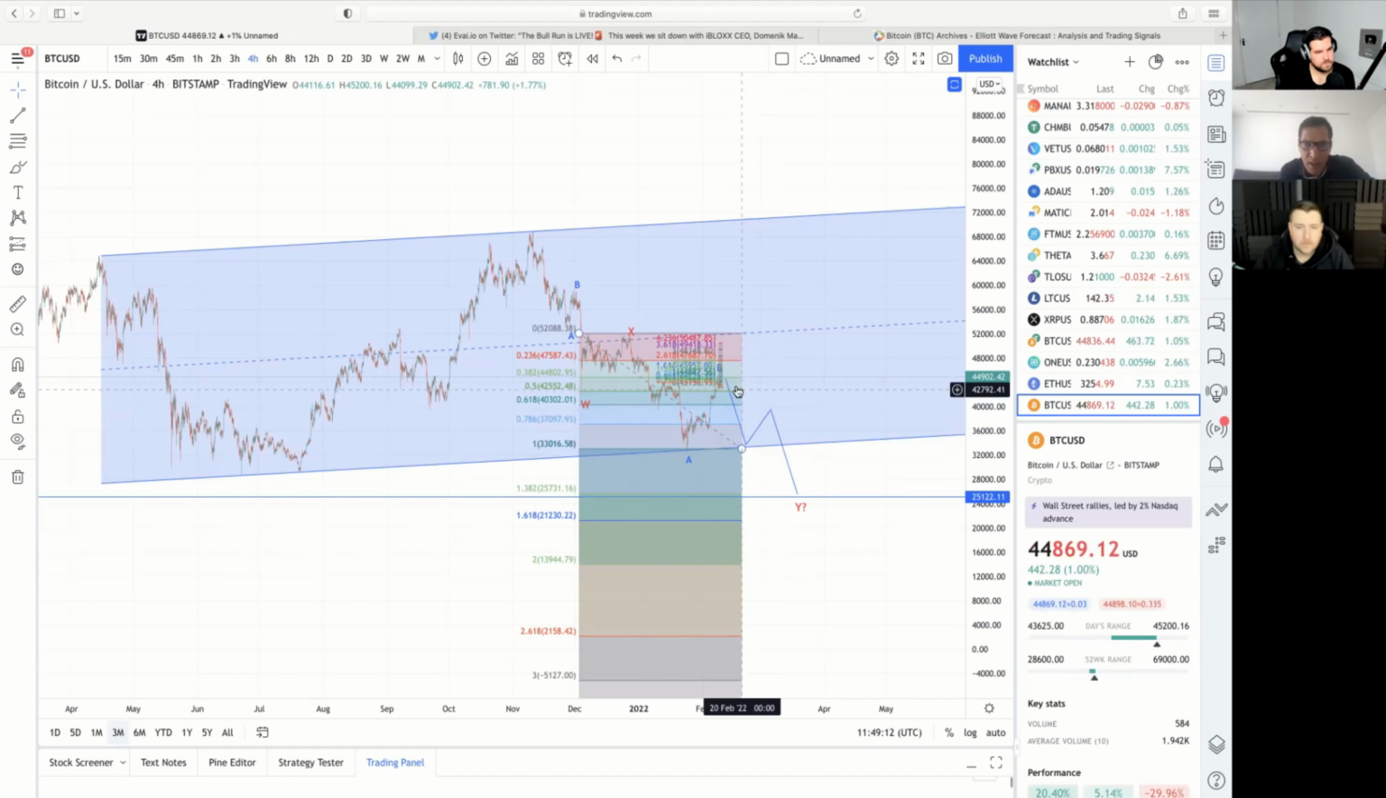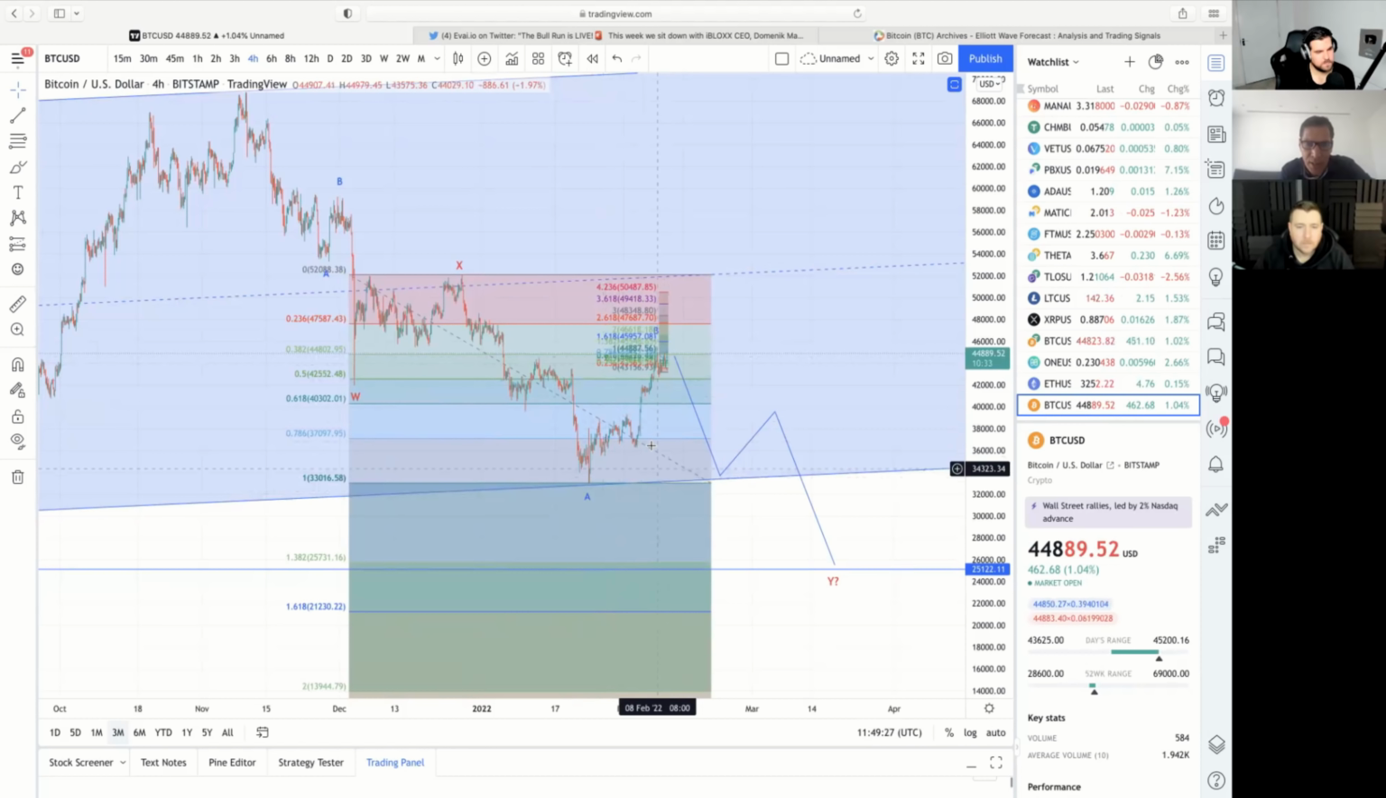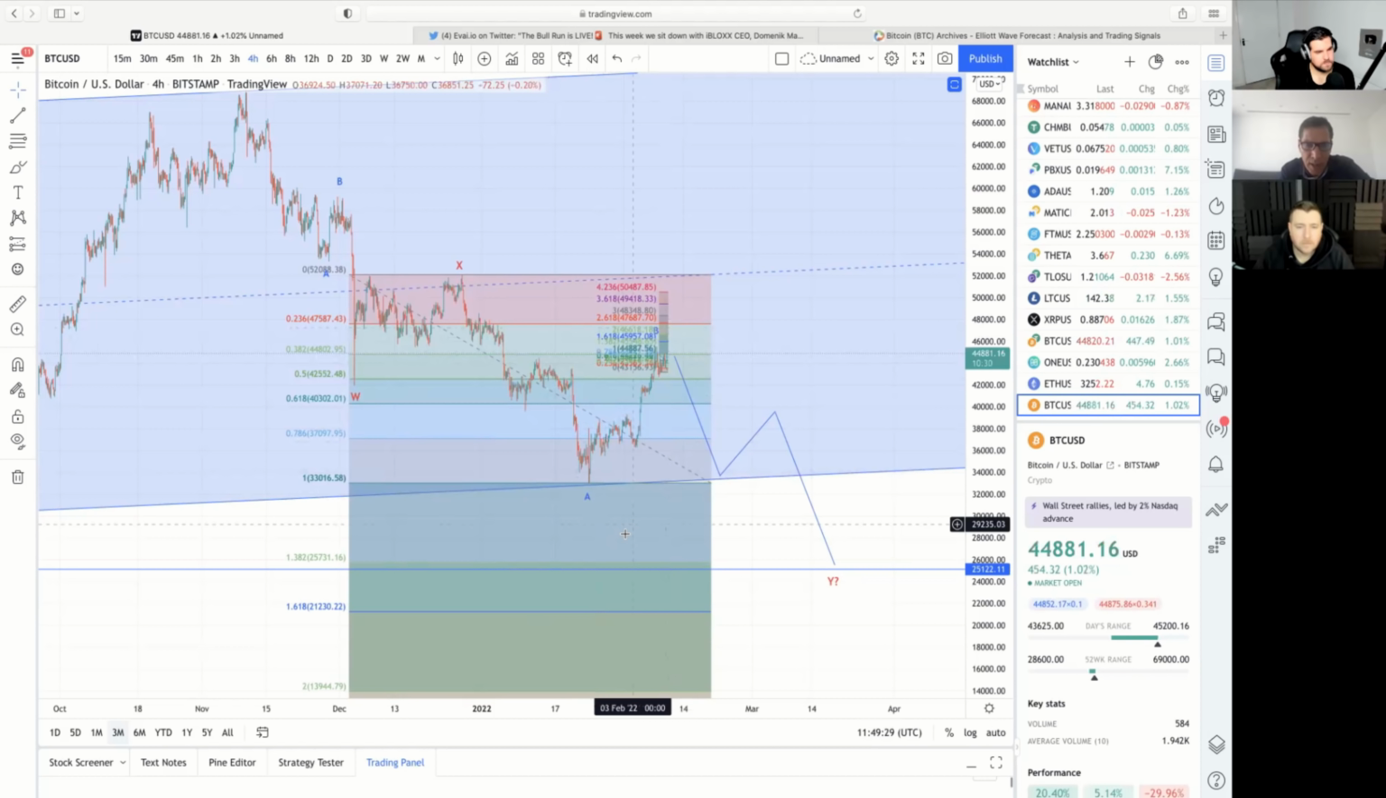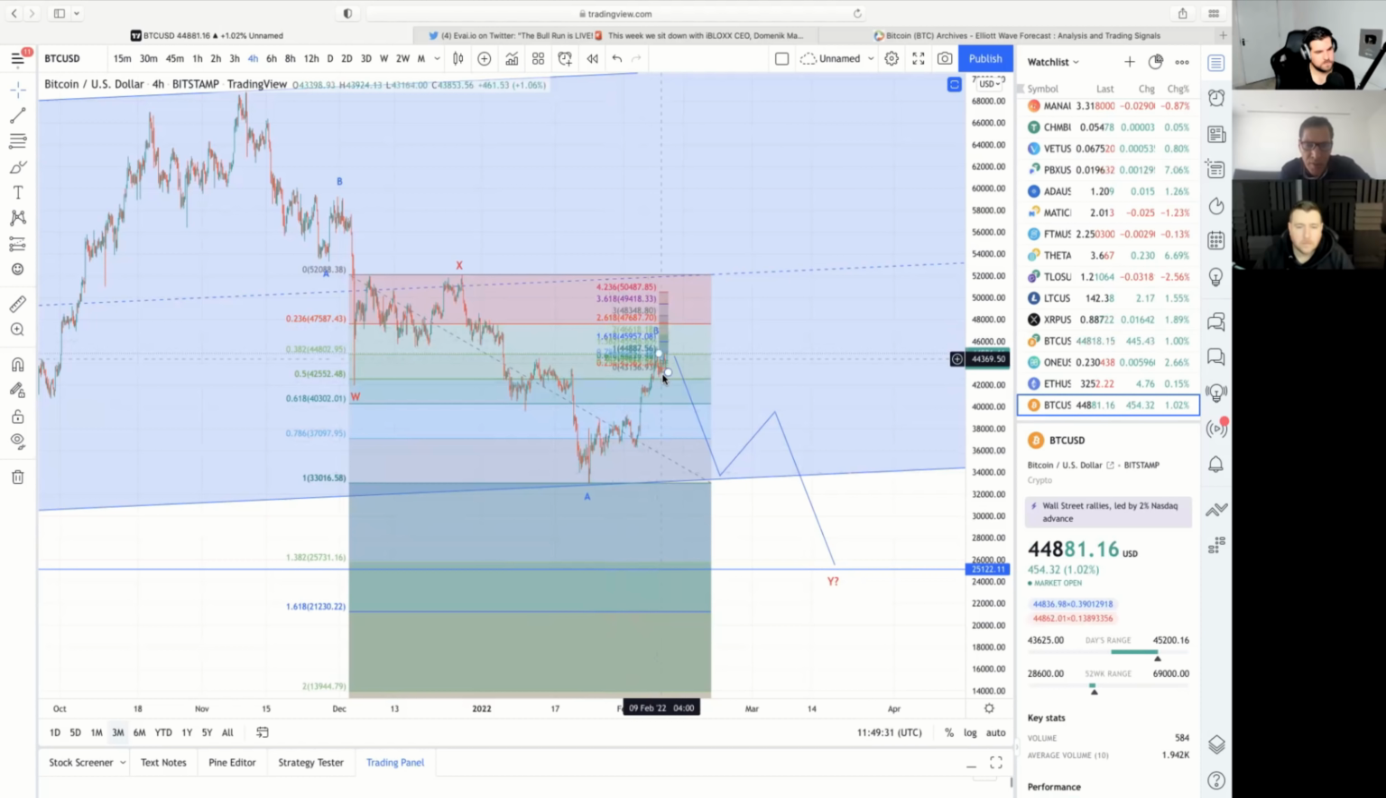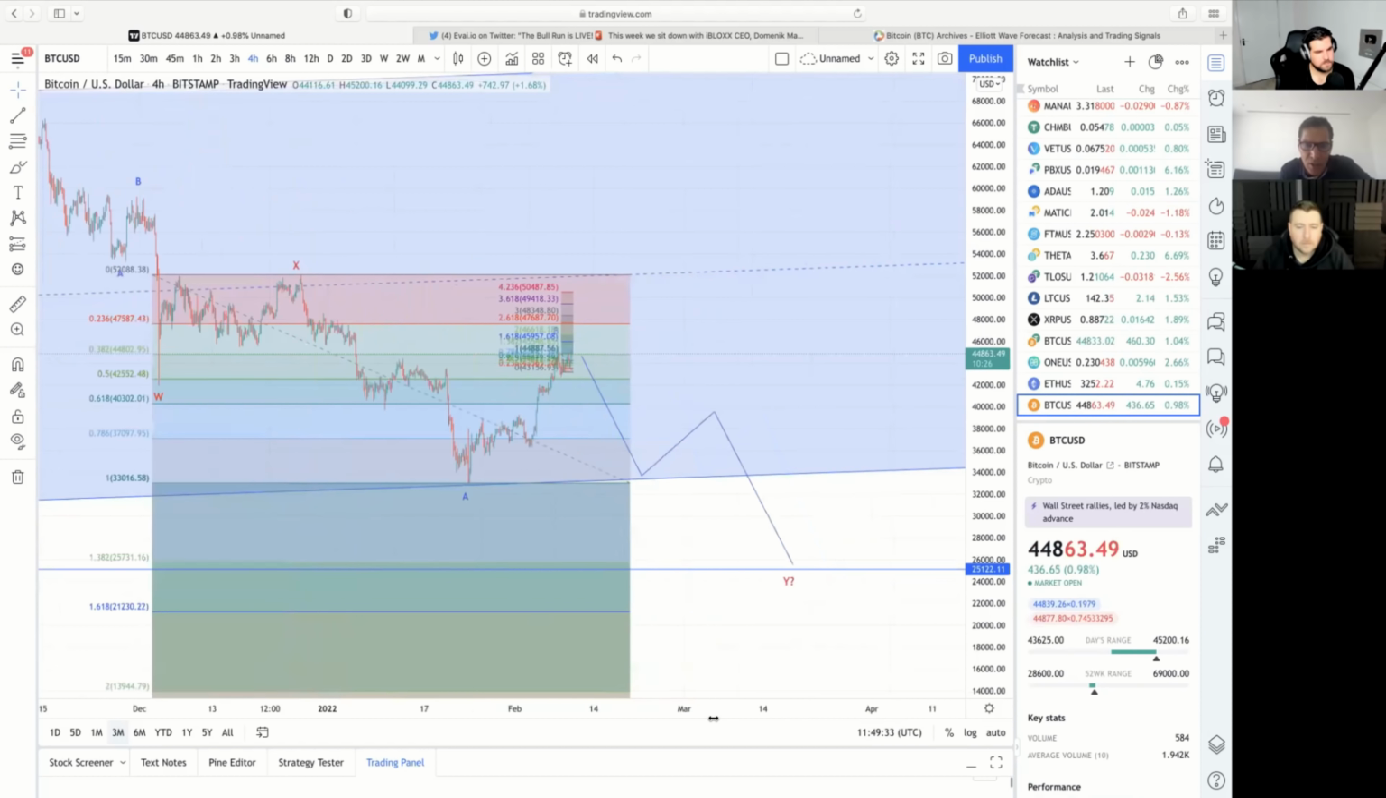So what would I do in this market? Would I be a buyer? I wouldn't be a buyer because whichever way you count it, as I say, if you count it as A, B, C, it's almost complete. If you count it as 1, 2, 3, 4, and 5, it's almost complete. So one way or another, you are going to see a turn down in this market.